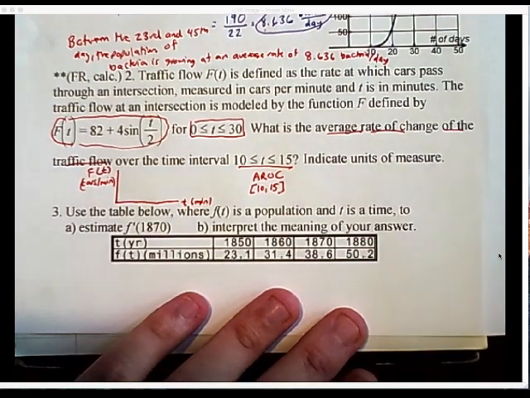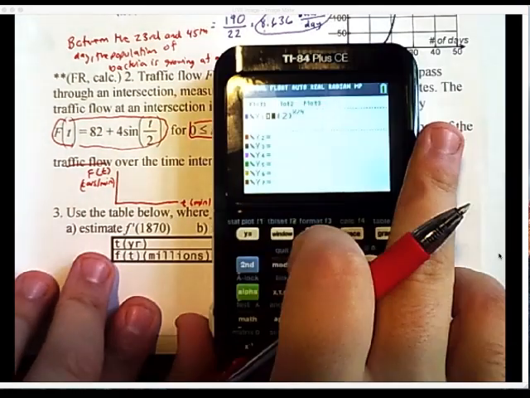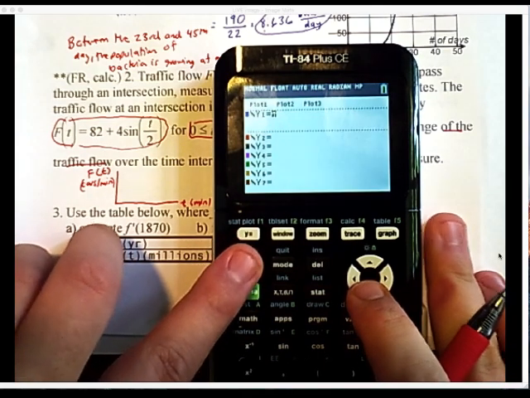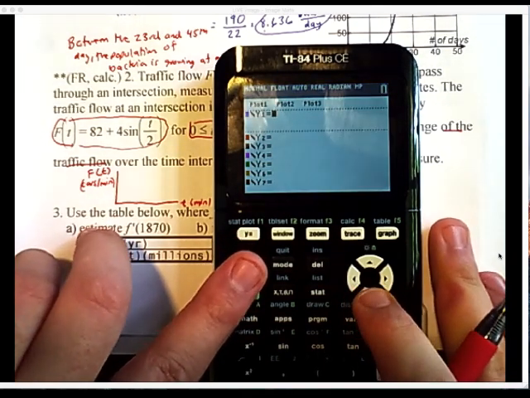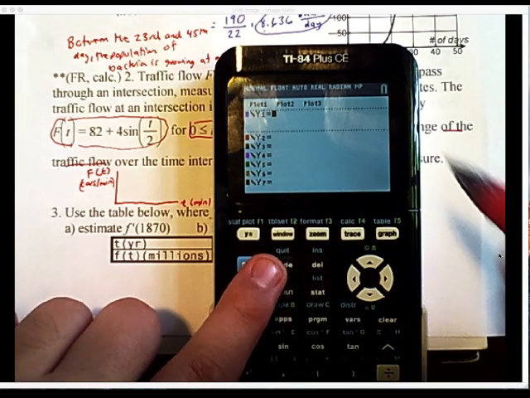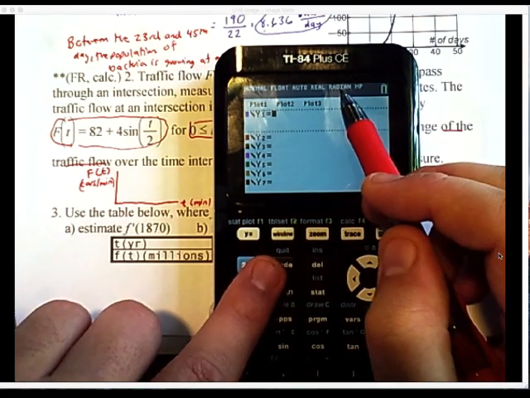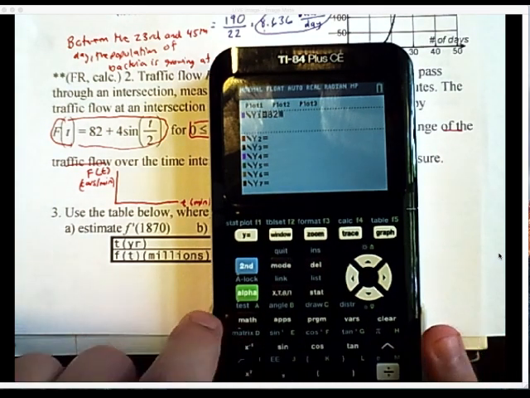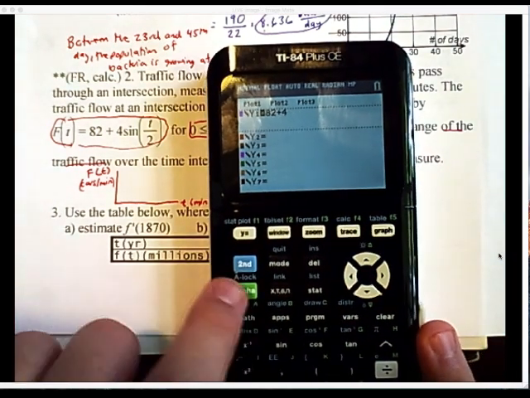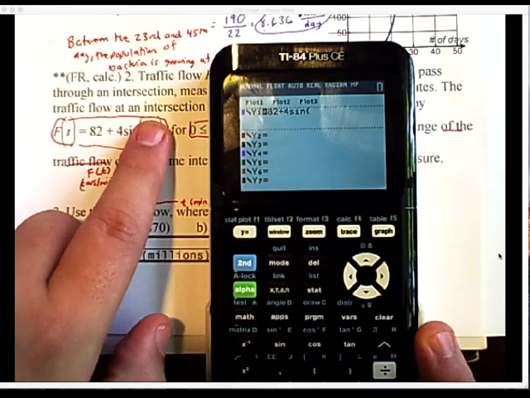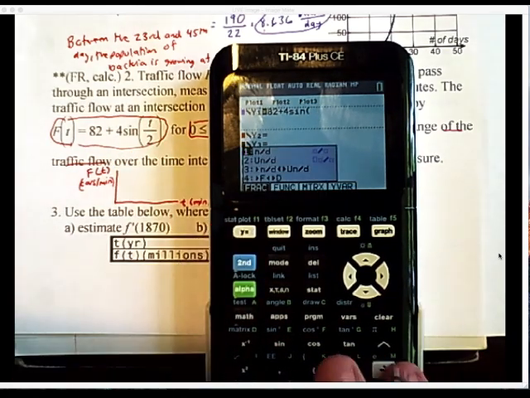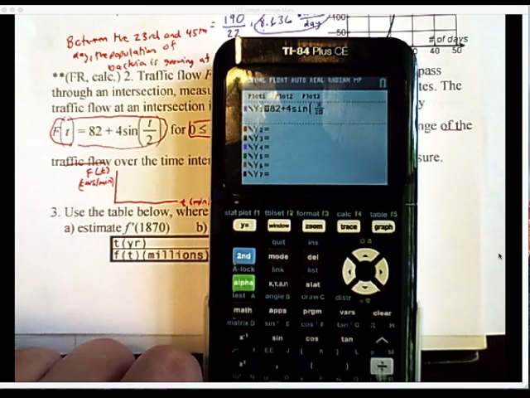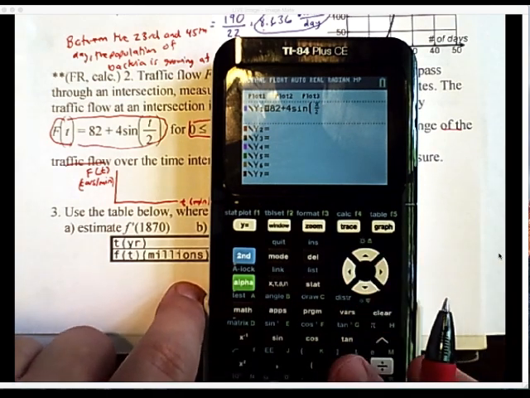Let's go ahead and graph it. So I'm just going to go into y equals, and I'm going to type in this function. Now make sure you are in radian mode, because everything in calculus is radians in terms of trig. So 82 plus 4 sine t over 2, so we'll set up a fraction, but I can't use t, I have to use x instead. So the x-axis is like the time.